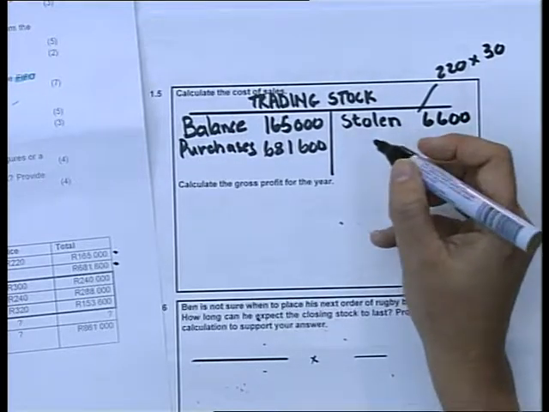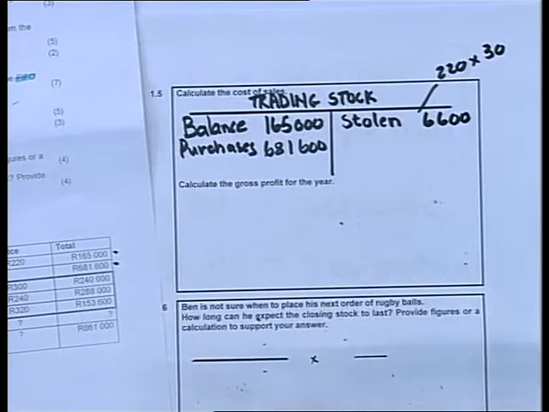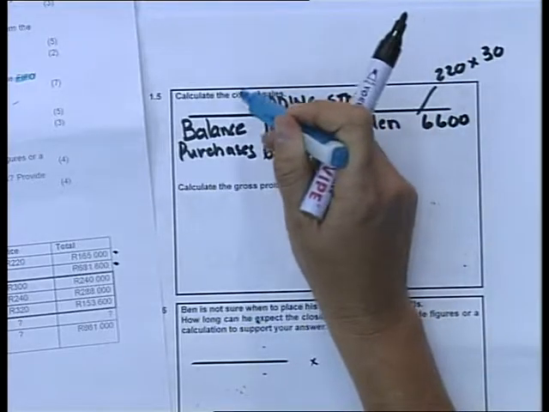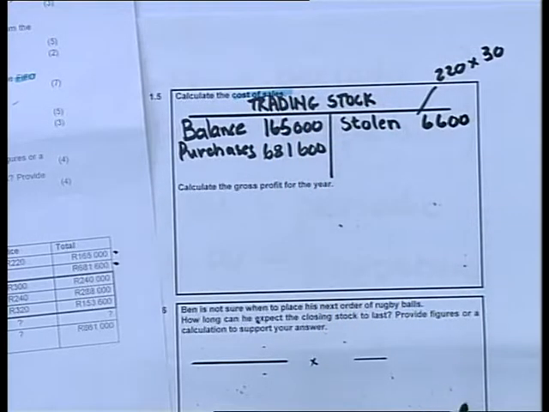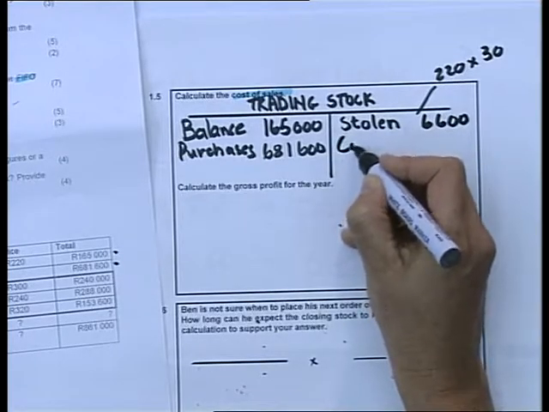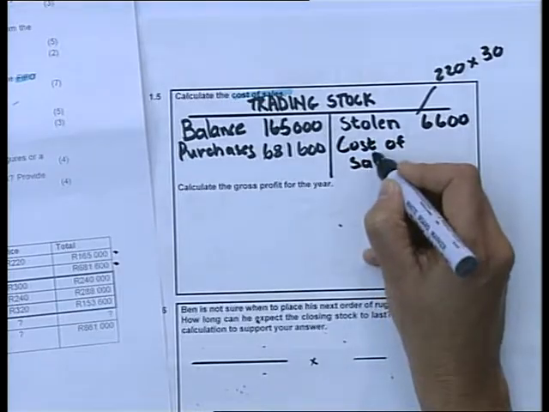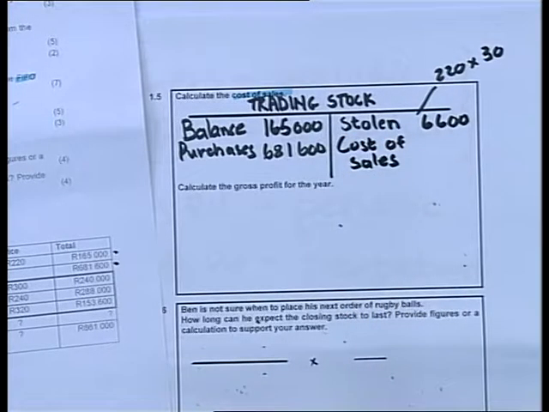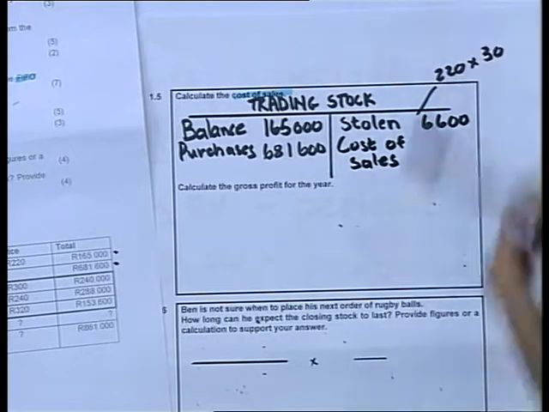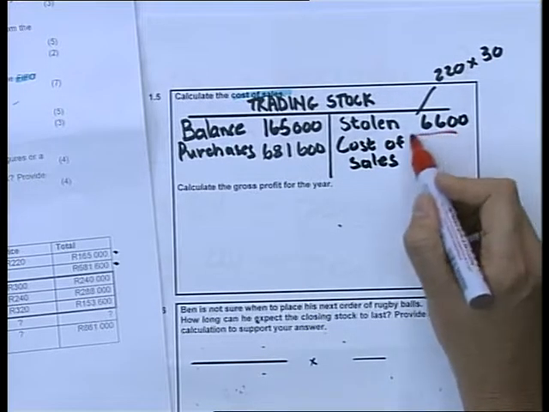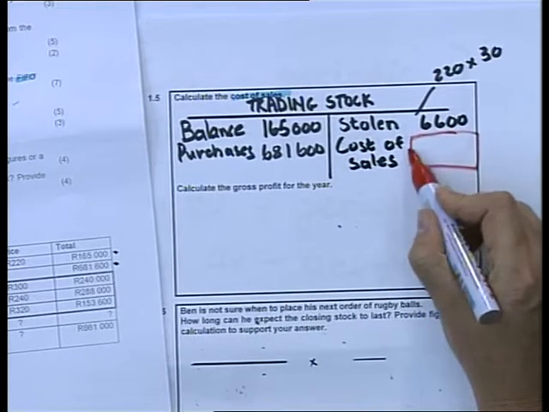Okay, what do we want to calculate? We want to calculate the cost of sales. Okay, now if you think back of what the trading stock account looks like, we will then have cost of sales there on the credit side because it decreases the trading stock. But now we don't have that. Okay, we're going to work back to that.